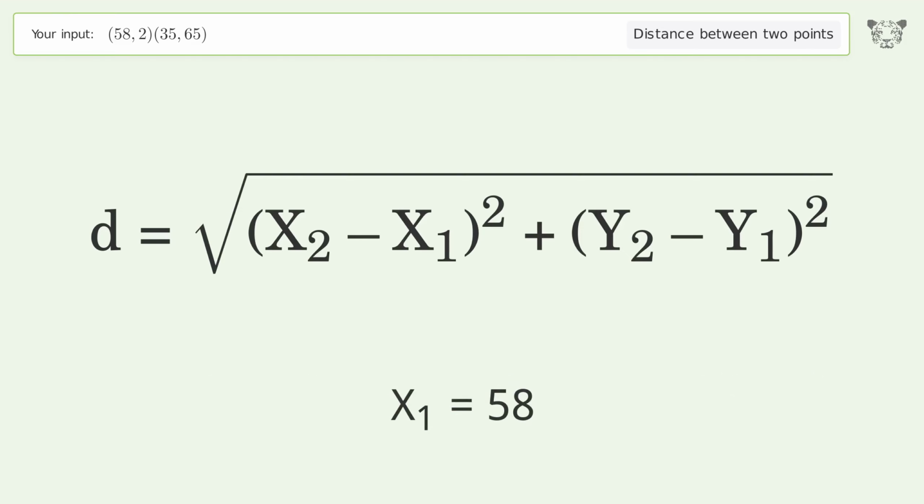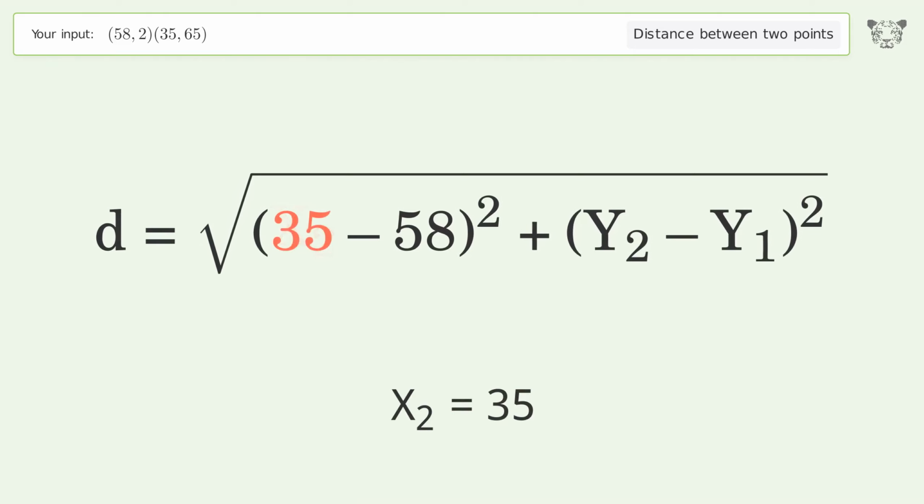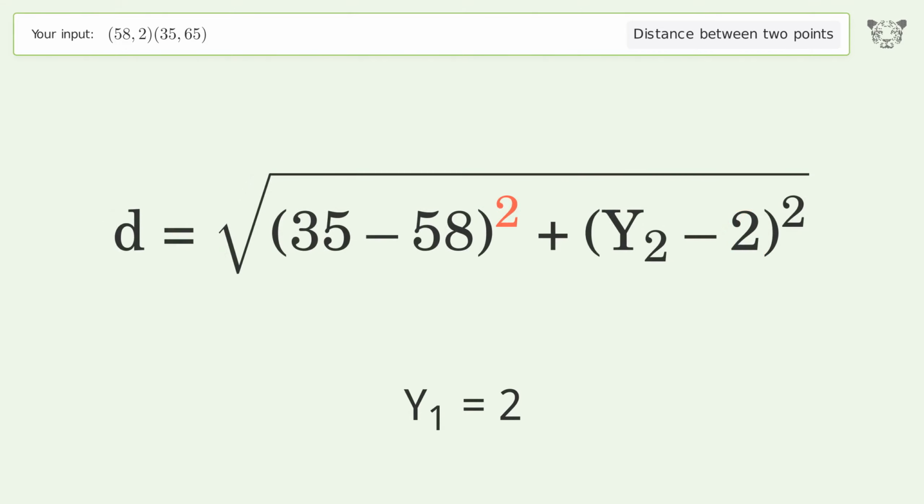x1 equals 58. x2 equals 35. y1 equals 2. y2 equals 65.